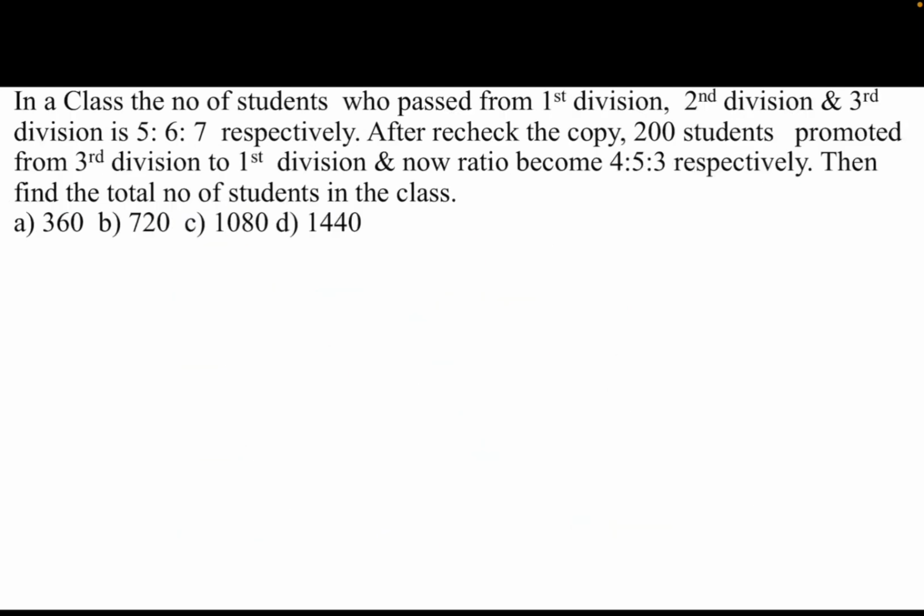Next problem. In a class, the number of students who passed from first division, second division and third division is 5:6:7 respectively. After recheck of the copy, 200 students were promoted from third division to first division and second division. Now the ratio becomes 4:5:3 respectively. Then find the total number of students in the class.